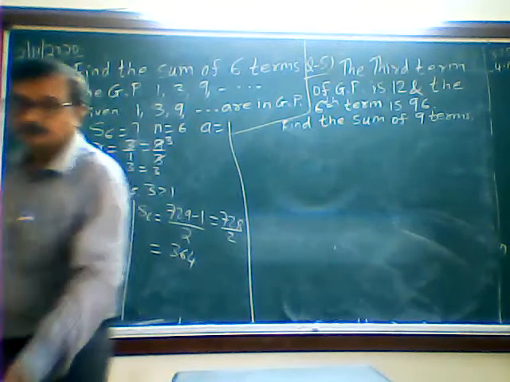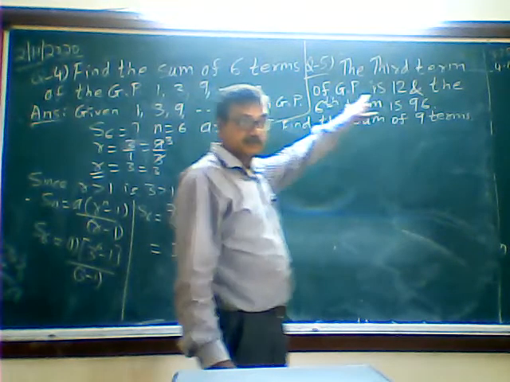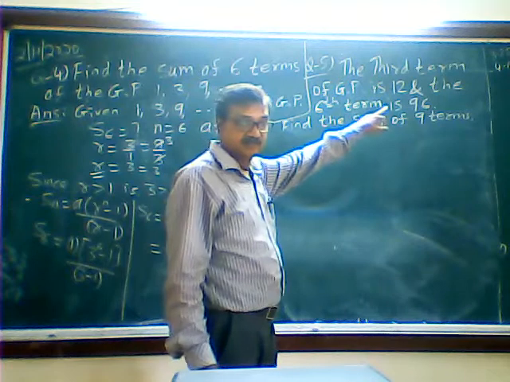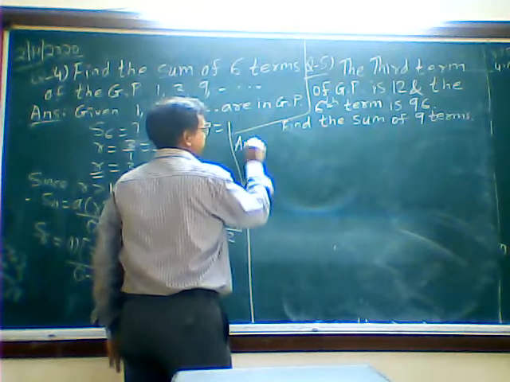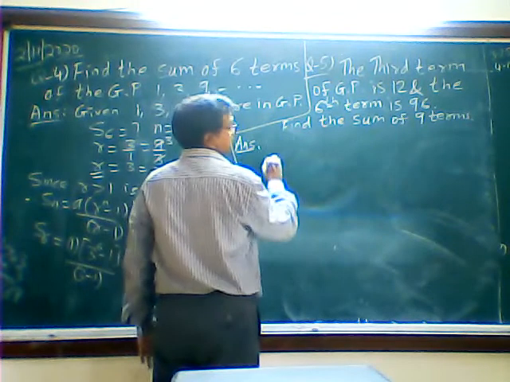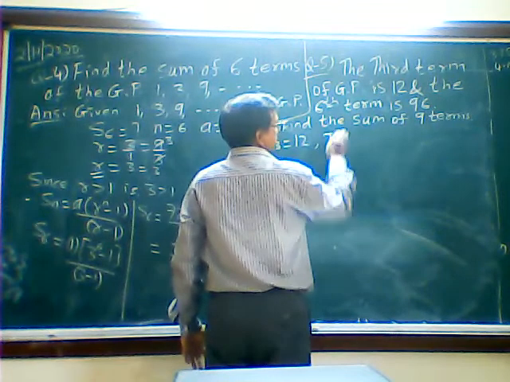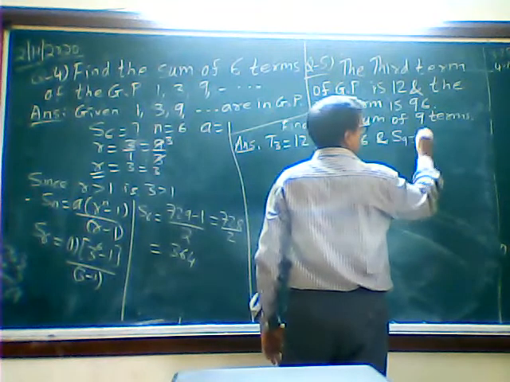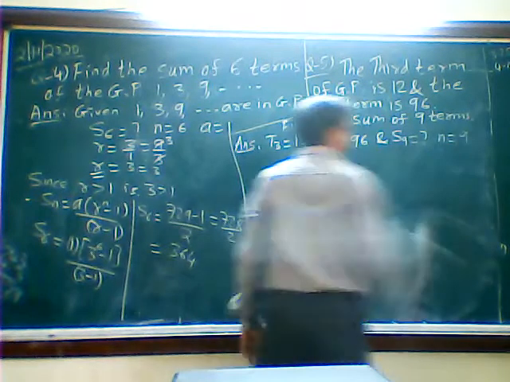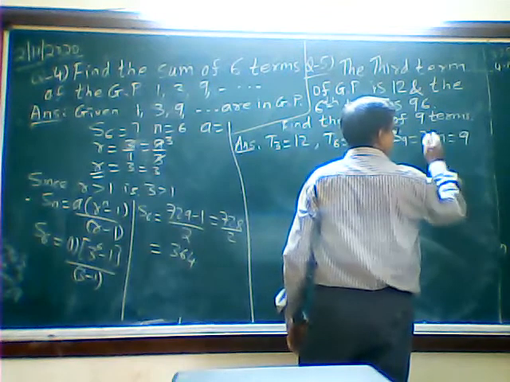Okay, so now how will you do it? What is the question asked? The third term of a GP is 12 and the sixth term is 96. Find the sum of 9 terms. Third term is T3. T3 is 12, T6 is 96 and S9 is the question mark, n is equal to 9. This is the question.